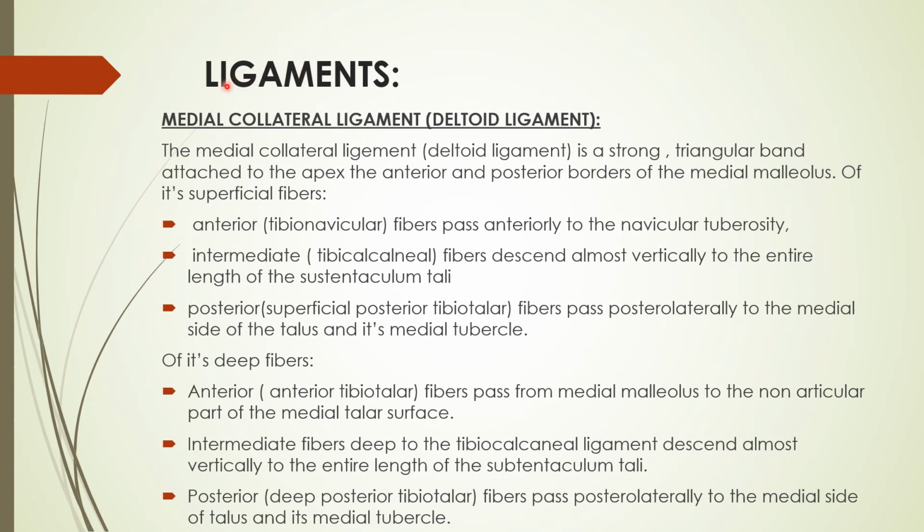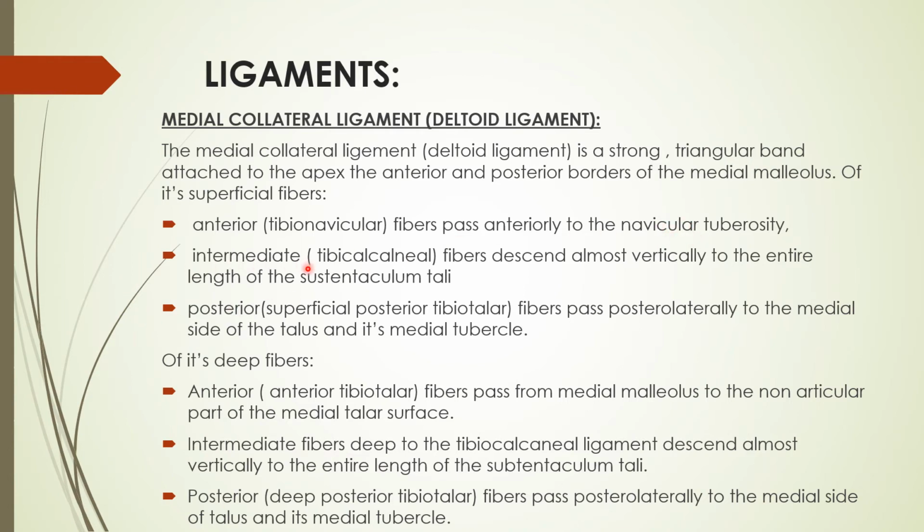Deltoid ligament is a very strong ligament that provides the major stability to this joint. The medial collateral ligament, the deltoid, is a strong triangular band attached to the apex of the anterior and posterior borders of the medial malleolus, with superficial and deep parts. The superficial part has three components: the anterior tibio-navicular fibers, as the name indicates, extend from the anterior border of the medial malleolus to the navicular bone, passing anterior to the navicular tuberosity.